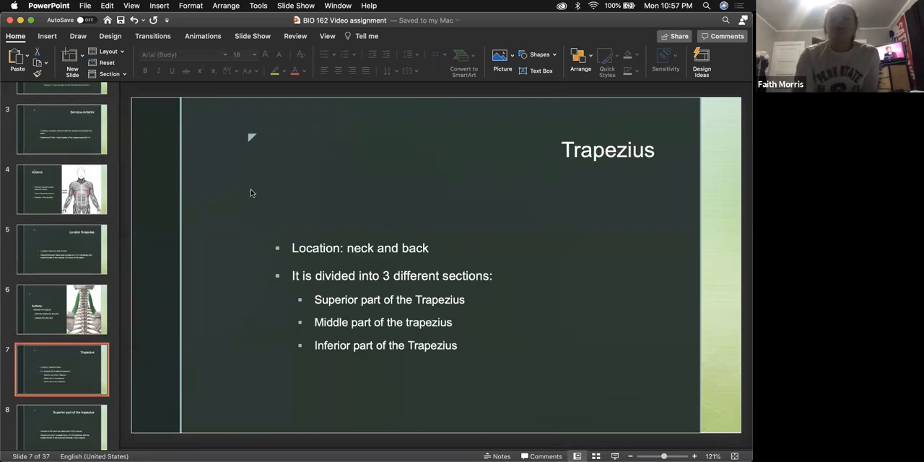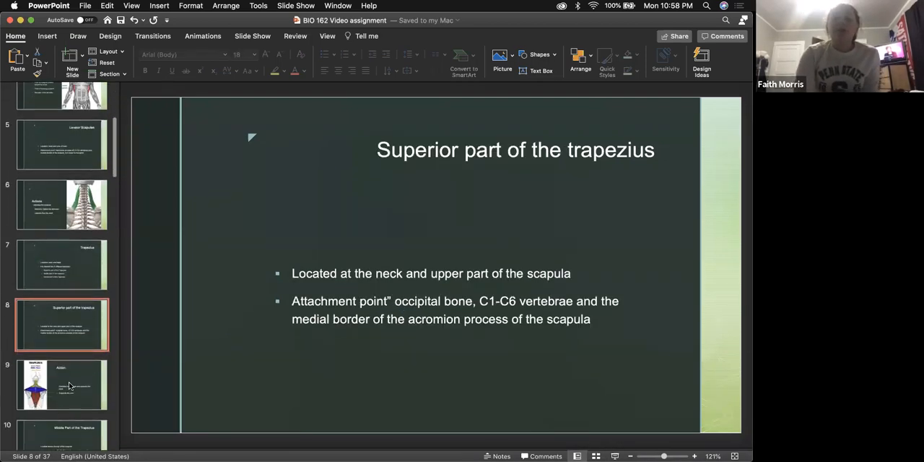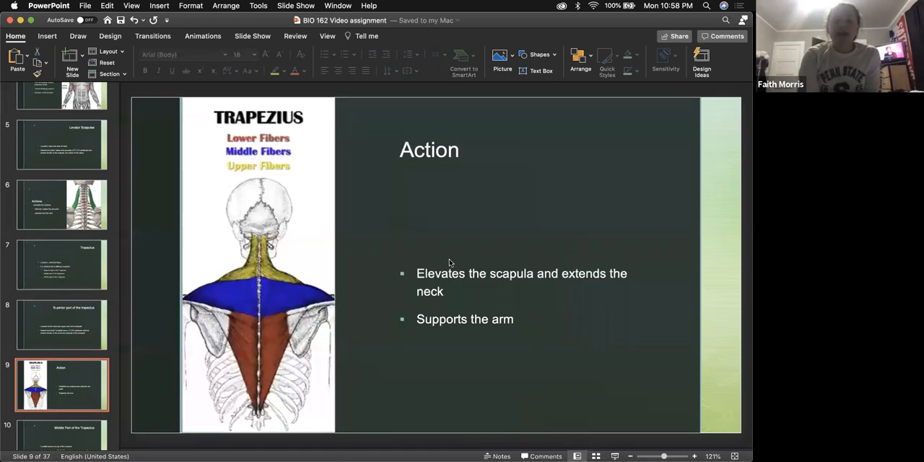The next muscle that we are talking about with the scapula is called the trapezius. This is located on your neck and back from your occipital bone down to your mid back. But it's so big that it's divided into 3 different sections: the superior part, the middle part, and the inferior part. The superior part is located at your neck and the upper part of your scapula, kind of right above here, and attaches to your occipital bone, to C1 through 6 vertebrae on your neck again, and the medial border of the acromion process of the scapula. Its actions are that it elevates the scapula, extends the neck, and supports the arm.